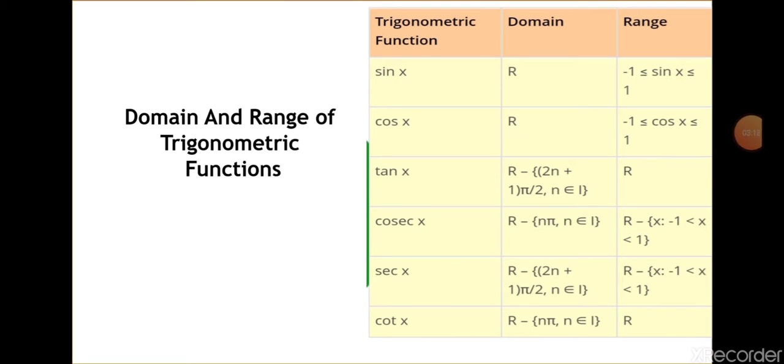Guys, in the given table, you can see the trigonometric functions and their domains and ranges. Sin x has the domain of the real numbers and the range which lies between minus 1 and 1. And cos x has the domain of R and the range of minus 1 to 1. Similarly, tan x, cosecant x, sec x and cot x are given. Please, students, note down the values.